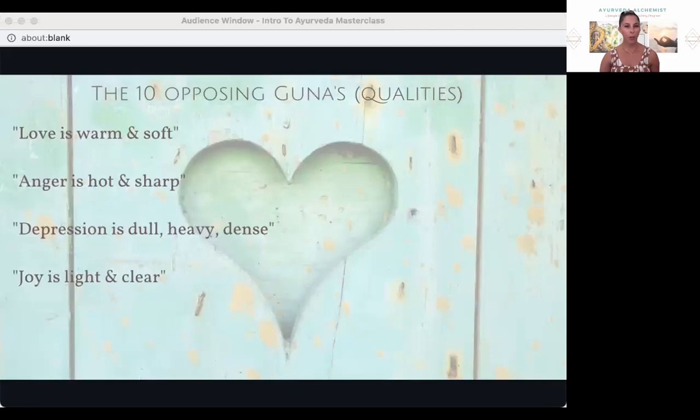Emotions can also be described in terms of the gunas. So love, we often describe as warm and soft, and anger is hot and sharp, or depression is dull, heavy, dense, hard, and gross. Often we refer to someone's attitude or personality as sharp, as hard, or as soft. We can describe our thought patterns as clear or cloudy. So these qualities are the gunas.